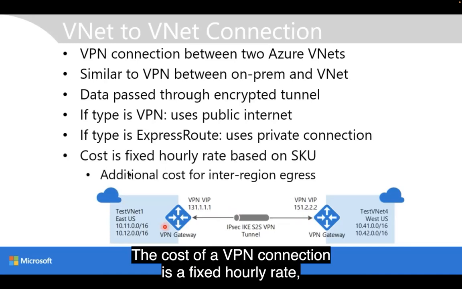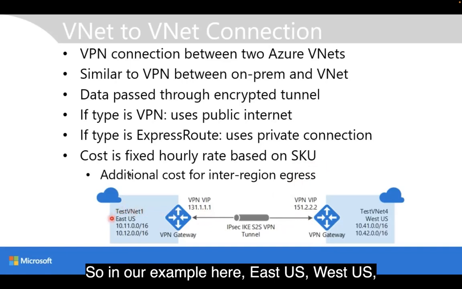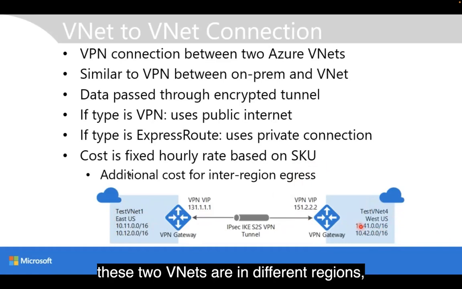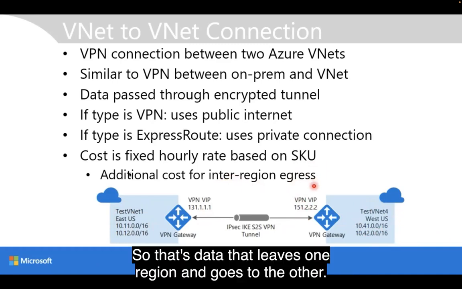The cost of a VPN connection is a fixed hourly rate based on a SKU that you choose, which is your service tier. And then there's additional cost if the data is passing across regions. So in our example here, East US and West US, these two VNets are in different regions, so there would be additional cost for inter-region egress. So that's data that leaves one region and goes to the other.